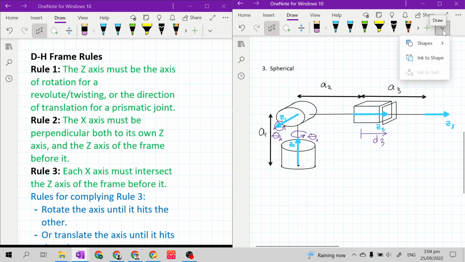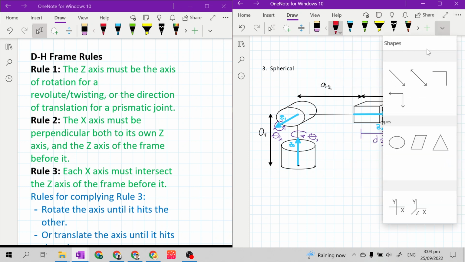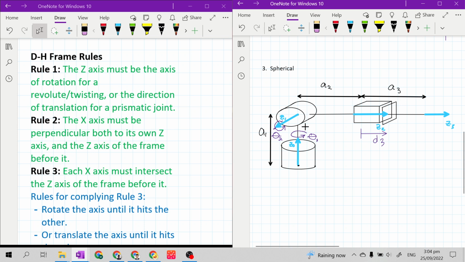for the x-axis, okay, rule 2. So let's choose red. Okay, x-axis must be perpendicular both to its own z-axis and the z-axis of the frame before it. So because x sub 0 has no z-axis before it, I will choose to point it to the right. Okay, still perpendicular to z sub 0, and I will name it x sub 0.